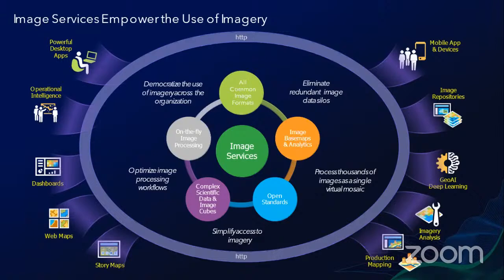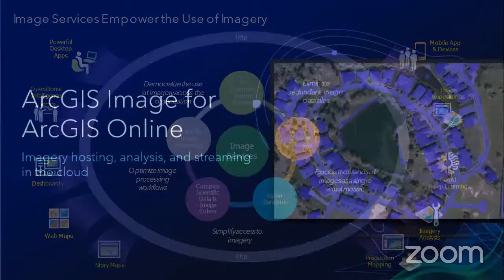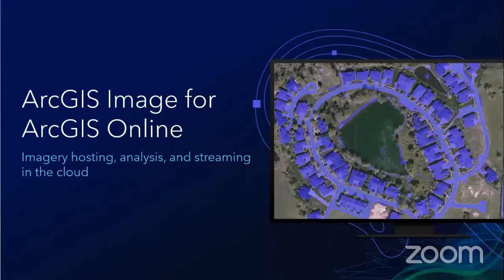Because image services let everyone access and work from the same imagery, they are able to eliminate the redundancy in these image data silos. So you are able to also democratize the use of imagery across the organization. ArcGIS Image for ArcGIS Online is Esri's complete software as a service, whereby you're able to leverage the image services to support your work. It allows you to host, analyze, and stream imagery and raster collections in ArcGIS Online.